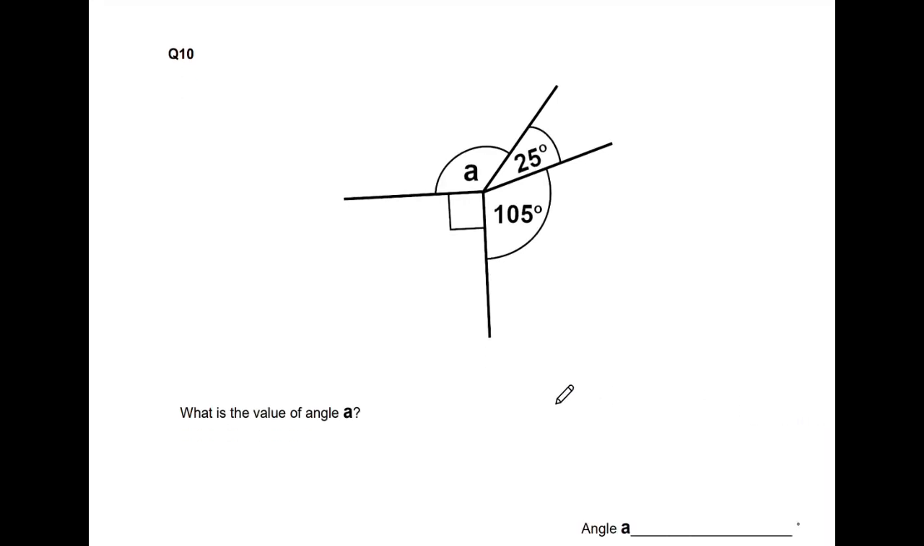Question 10. What is the value of the angle A? Well, if we've got a whole circle, a whole rotation is 360 degrees. And this thing here is a right angle, so that means it's 90 degrees. So what I'm going to do is add up 90, 105 and 25. We'll have 90, I'll put 105 above because it's bigger. There you go, and 25.